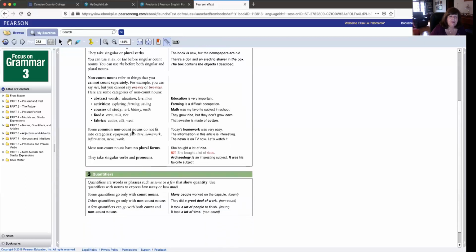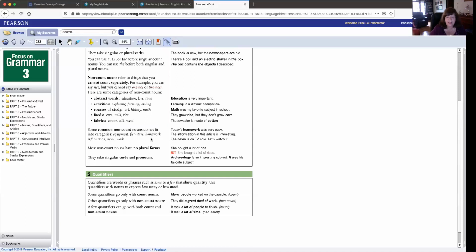Here are some common non-count nouns. And it says some of them do not fit into categories, meaning we can't say they're abstract words or activities or courses of study or foods or fabrics. They just do not fit into any of these categories: equipment, furniture, homework, information, news, and work. So these are also treated as non-count nouns, all right?